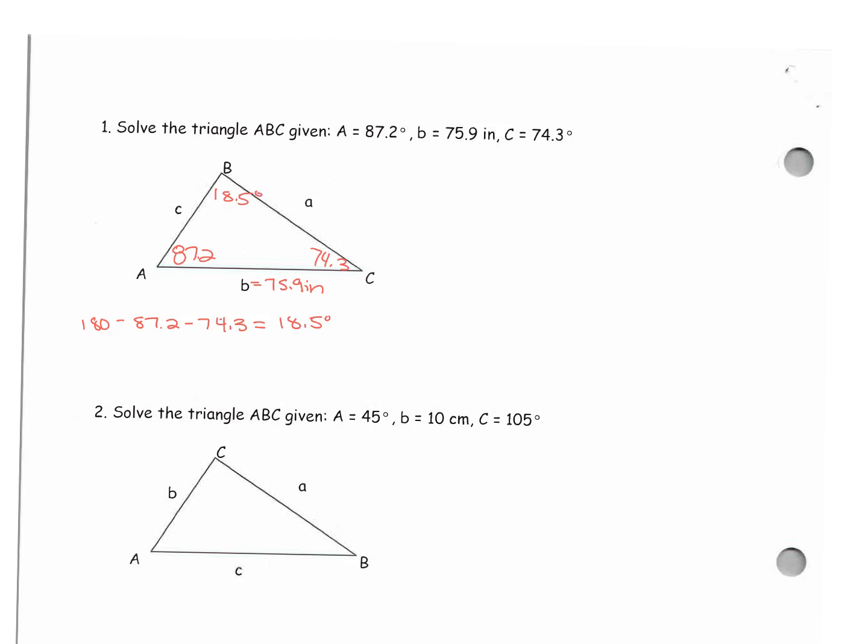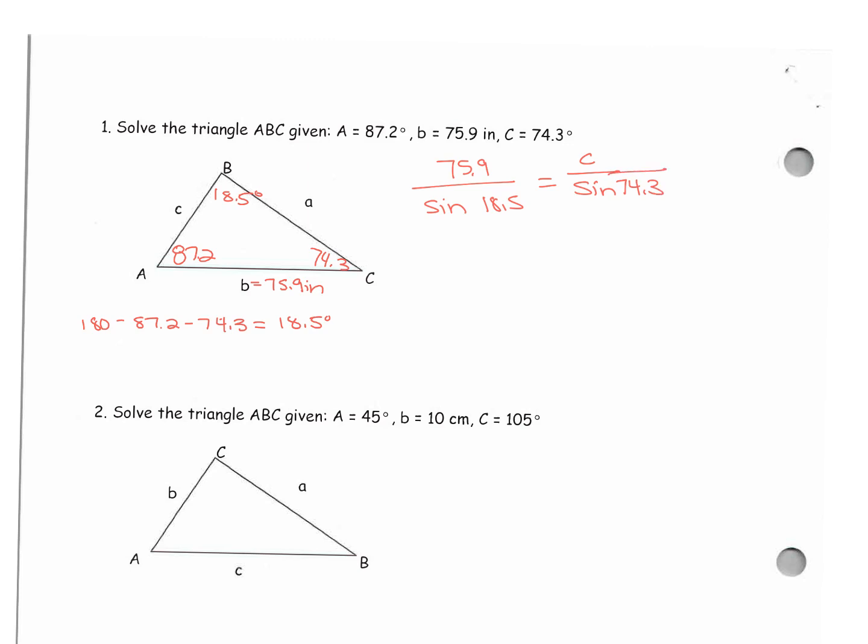So this is obviously not drawn to scale. So let's take a look at finding our side C and side A. So here we go, you guys. I'm going to start with a ratio that I know. One of the ratios I know is that the side B, 75.9, over the sine of angle B, which is 18.5, is equal to, and now I could go for A or go for C. It doesn't really matter. Let's go for C over sine of angle C, which is 74.3.